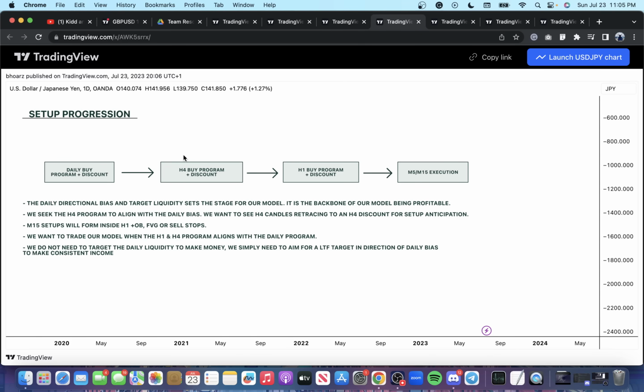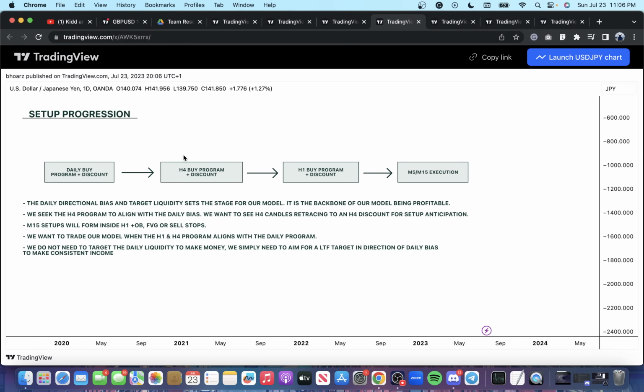If the daily is seeing expansion higher, we want to see the 4-hour trade into a 4-hour discount and continue the expansion higher. We don't want to buy if the 4-hour time frame is retracing into a discount. If the 4-hour time frame is retracing into a discount, then the 1-hour time frame and the 15-minute time frame, they're going to be bearish. And if you try to buy, if they're bearish, you're going to lose money.